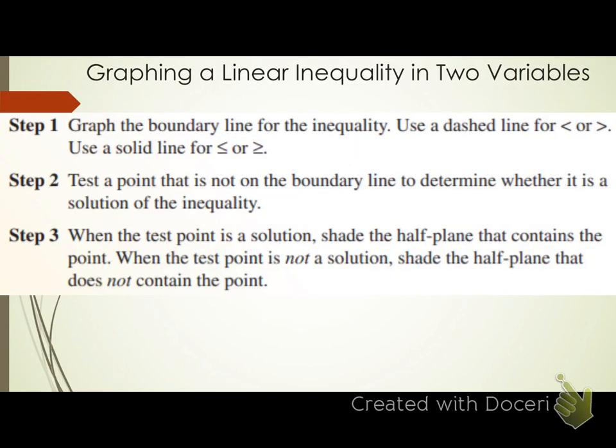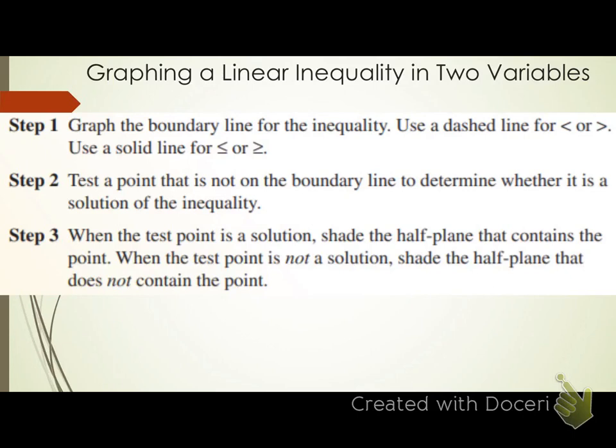So here are some steps for graphing a linear inequality in two variables. Step 1, you want to graph the boundary line for the inequality. So once again, use your slope and your y-intercept. Graph your y-intercept, use your slope to get more points. Here's where the dashed line, solid line comes into play. Use a dashed line for less than or greater than. Use a solid line for less than or equal to, or greater than or equal to. My general rule of thumb: if it has a line under it, you're using a solid line. If it does not have a line under it, you're using a dashed line.